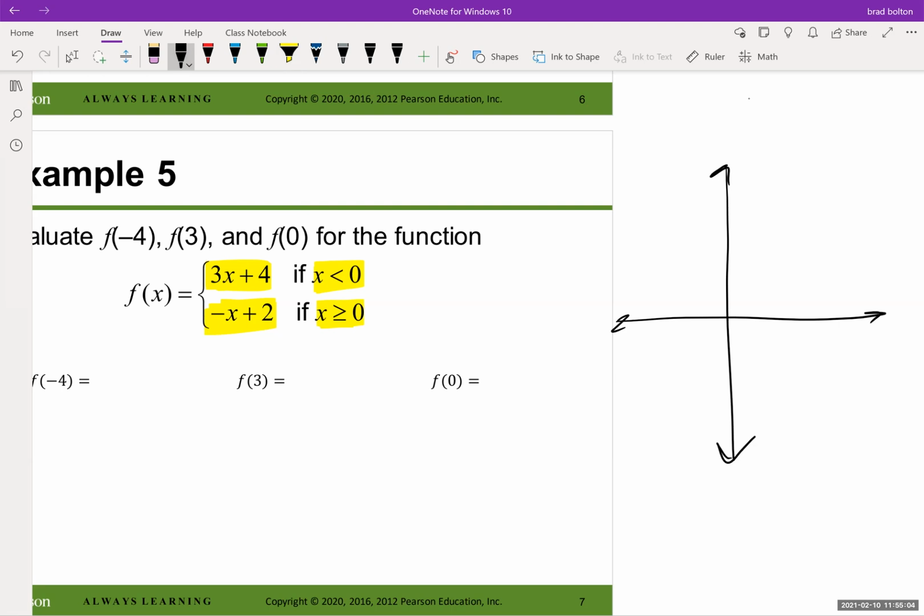So what I like to do is graph. Let's start at 0. It says 3x plus 4. I'm going to go up 4: 1, 2, 3, 4. Okay, so this is 4. And I'm going to put an open circle at 0 because notice it has a less than. It's not less than or equal to. It's just less than, so that symbolizes an open circle.